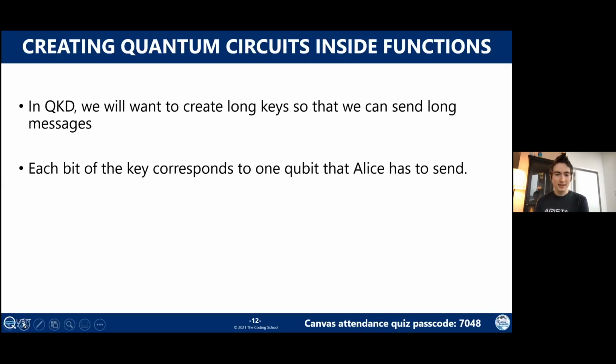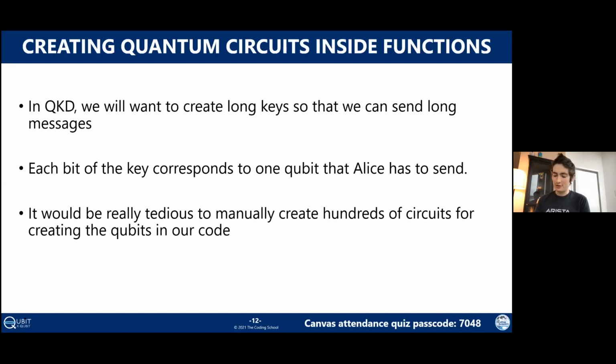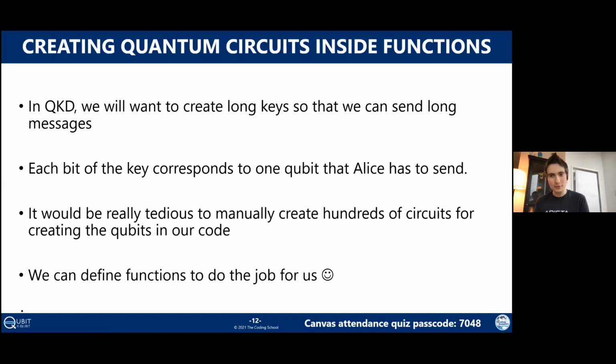And each bit of the key corresponds to one qubit that Alice has to send. So we could go ahead and manually produce every single qubit, or we can just define a function to do it for us. And so that's what we're going to do. Because these keys can get really long, we're just going to use functions that generate each bit of the key for us, and then we can run it in a loop or something to give ourselves 500 bits in the key.